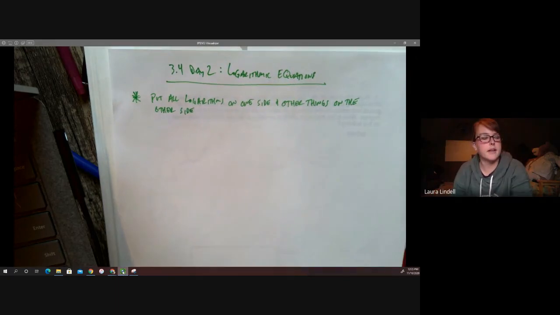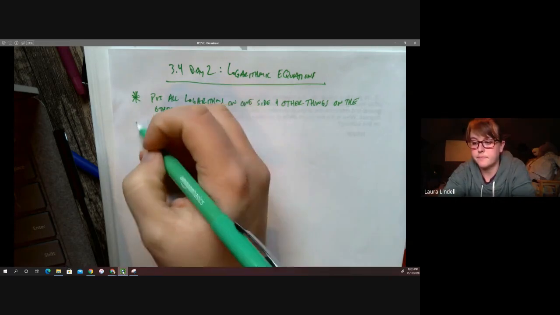And this is if you have a mix of logarithms and other things. If you just have logarithms, one on one side and one on the other, then you can deal with it differently. But if you have a mix, put all the logarithms together on one side and all the other stuff on the other side is a good rule of thumb. And then if you have multiple logarithms of the same base, try to combine them first.